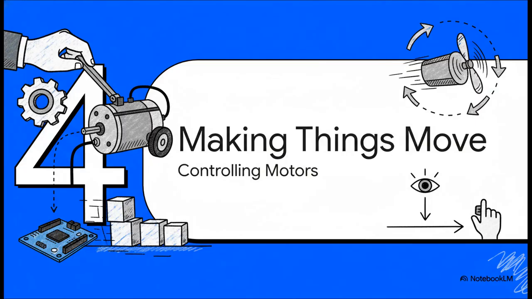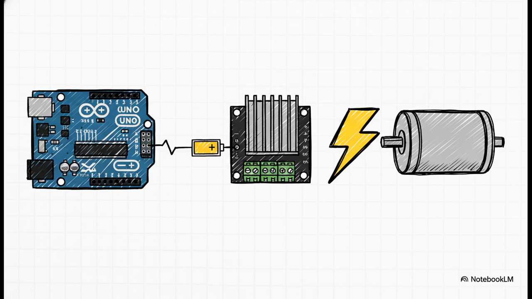Okay, we've read data from the world. Now let's actually do something to the world. Let's move from just passively sensing things to actively controlling them by making stuff move with DC motors. Now here's a really important point. You can't just plug a DC motor directly into an Arduino pin. It won't work. The pin just can't supply enough power, enough current to get it spinning.